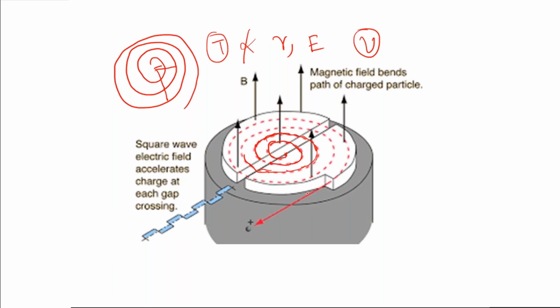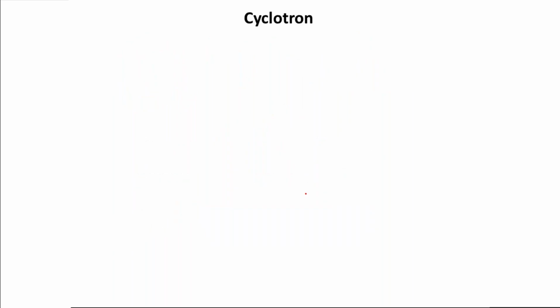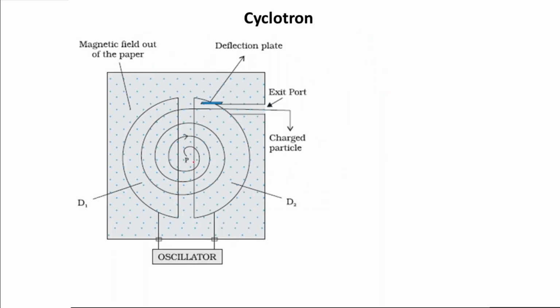Look here. So this is D1, this is D2, and look here. Actually, the electric field is only acting in this region while the particle is jumping from here to here, or from here to here. At other times the electric field is off, or not actually affecting the motion of the charged particle.